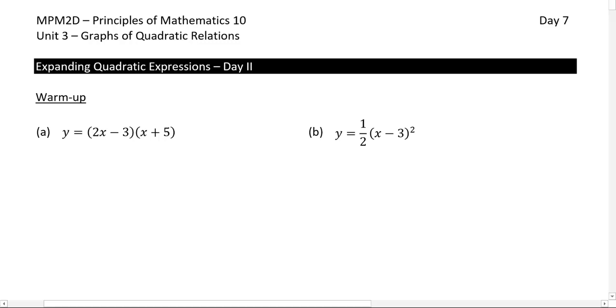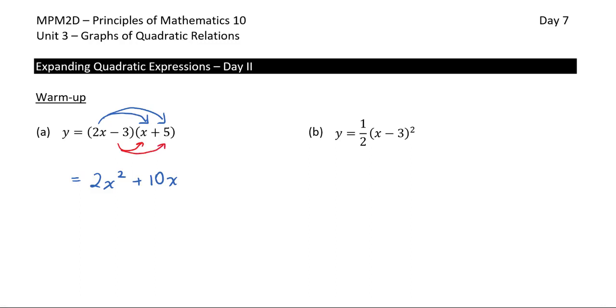So for the first one, we're going to multiply the 2x by the x and the 2x by the 5. So we get 2x squared plus 10x. Second step, multiply the negative 3 by the x and the negative 3 by the 5. So we get negative 3x minus 15. The next step is to collect your like terms. And we're now done.